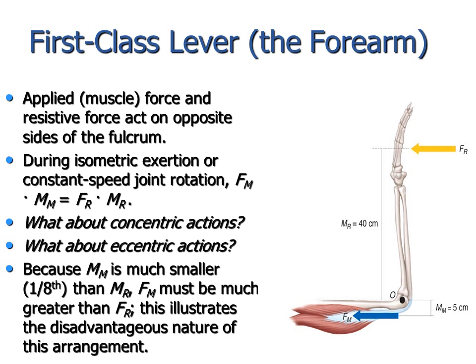However, they're undergoing not shortening, but they're undergoing lengthening. And this is in the situation where the resistive force overcomes the applied force. And in manual muscle testing, we're going to apply all three types of these muscle actions. We're going to apply concentric muscle actions, isometric muscle actions, and eccentric muscle actions.